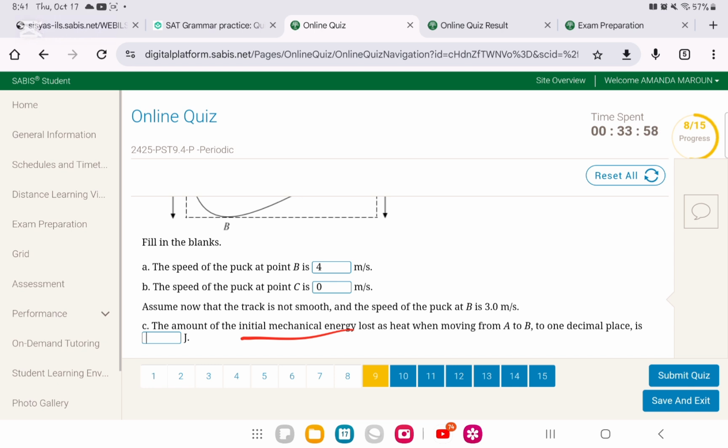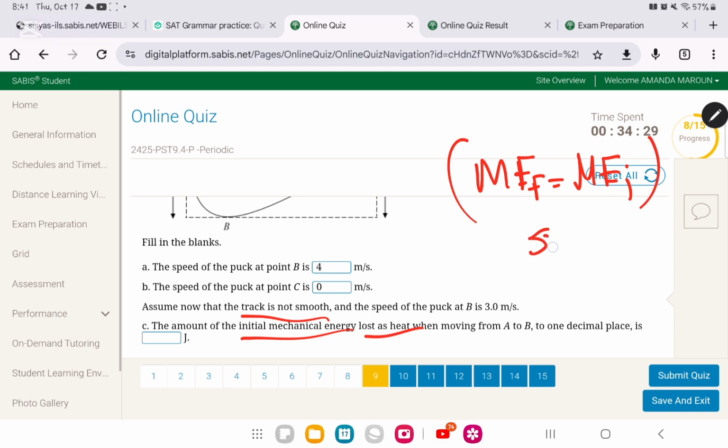Whenever they ask you for mechanical energy lost as heat, it might be confusing, okay, but now they're telling us the track is not smooth. Usually when the track is smooth and it is moving constantly, then you say that mechanical energy final is equal to mechanical energy initial. This is the law of conservation of mechanical energy. This is only the case if it is a smooth surface and it is a constant speed, okay? So now the mechanical energy lost as heat when moving from A to B.